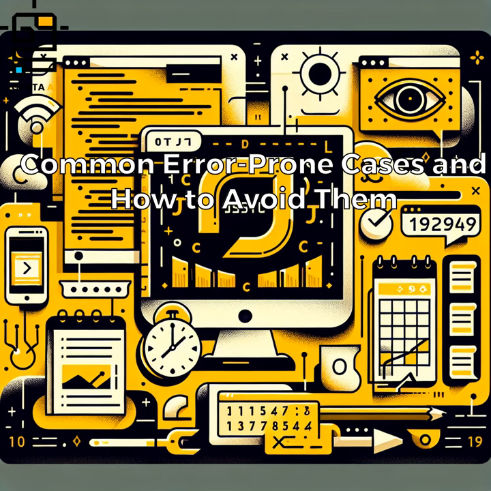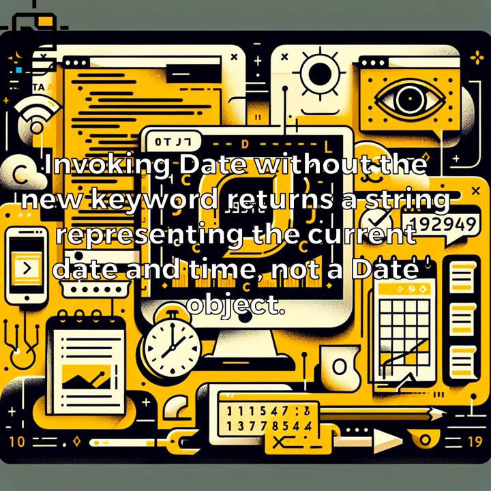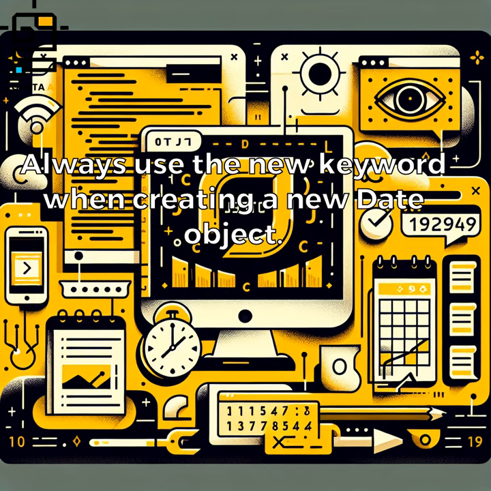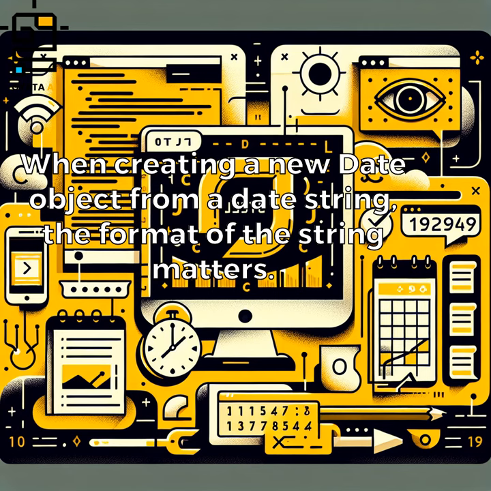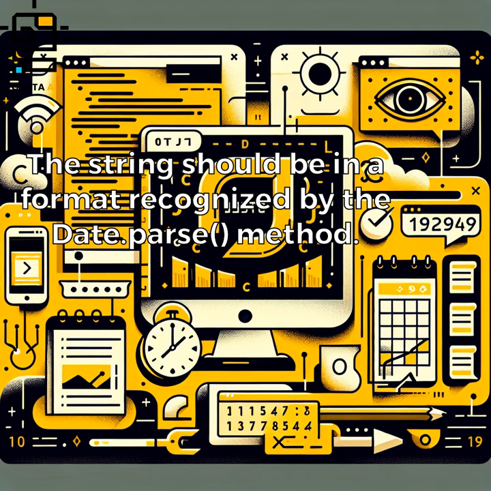Common error-prone cases and how to avoid them. Invoking Date without the new keyword returns a string representing the current date and time, not a Date object. Always use the new keyword when creating a new Date object. When creating a new Date object from a date string, the format of the string matters. The string should be in a format recognized by the Date.parse method.